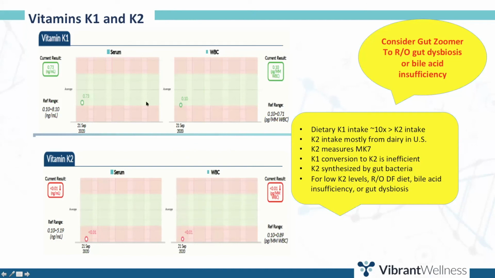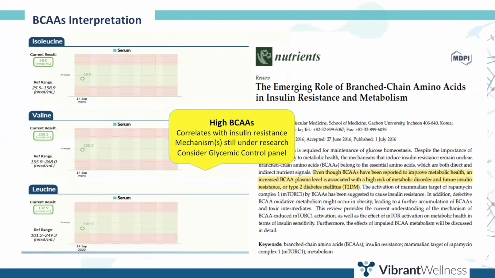So I would actually say, maybe one, they're just not getting enough K from their diet, but two, I would rule out that there's some type of gut dysbiosis. Why is K2 not being synthesized in the gut? Or maybe they have bile acid insufficiency. So a gut zoomer would be nice to really help assess, is there any gut dysbiosis or bile acid insufficiency?